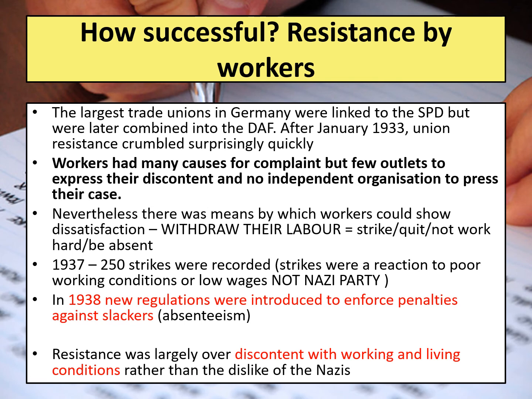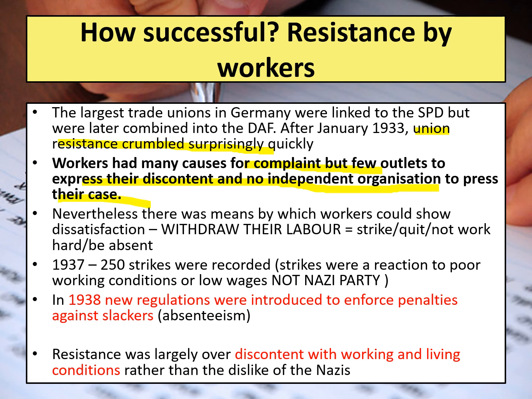But it's quite shocking how successful the Nazis were at controlling the workers from 1933, and actually union resistance crumbled surprisingly quickly after many of the leaders had been arrested early on in 1933. Generally, the workers had many causes for complaint, but they had few outlets to express their discontent and no independent organisation to press their case.